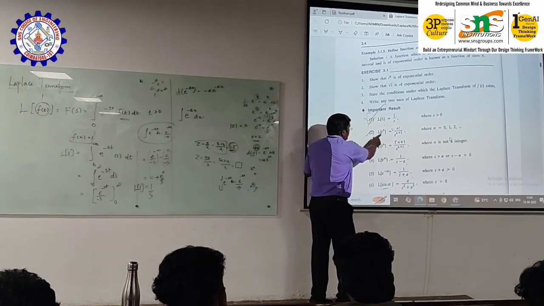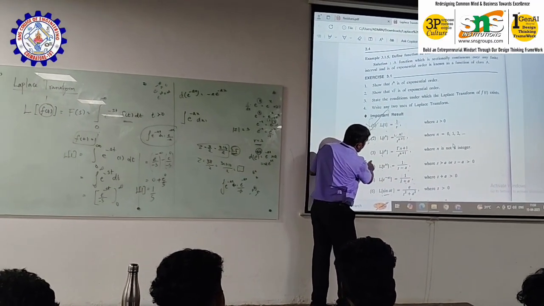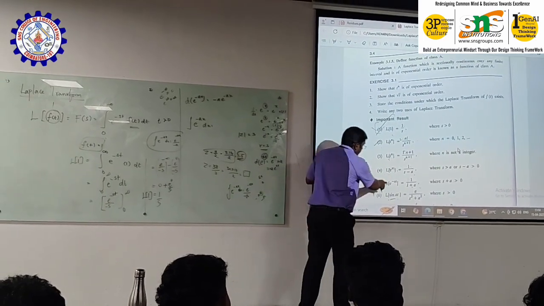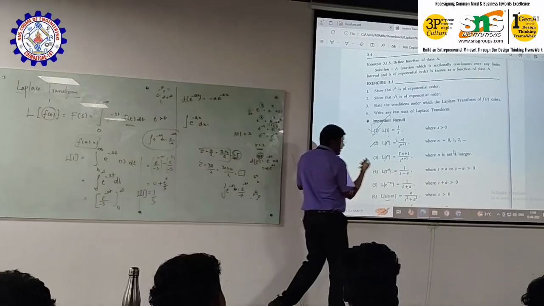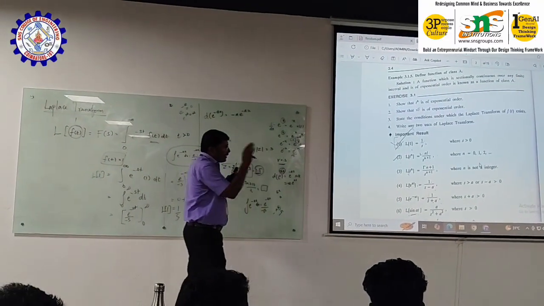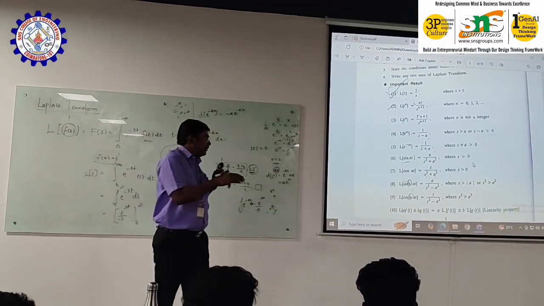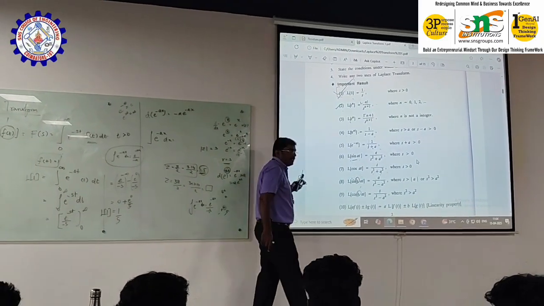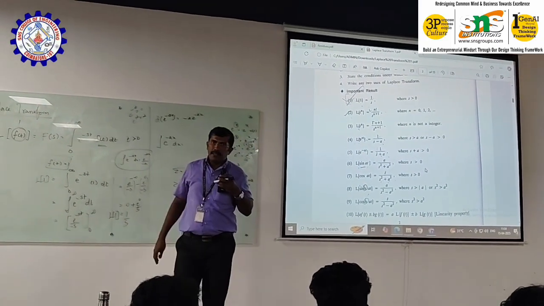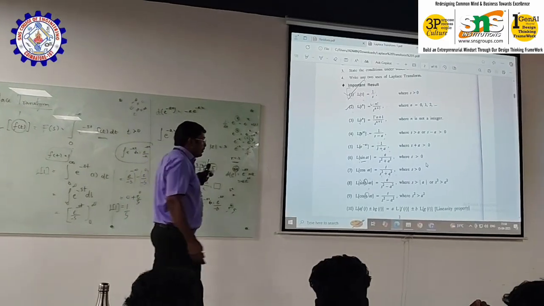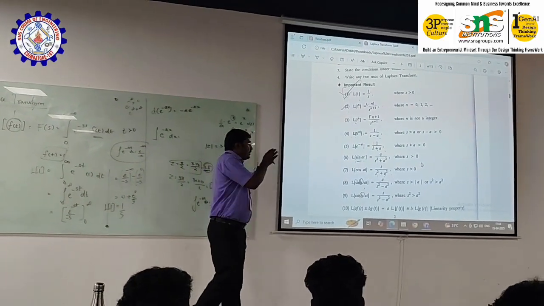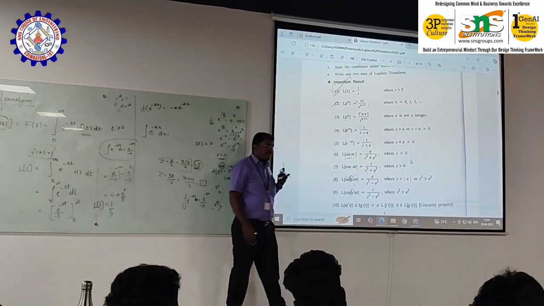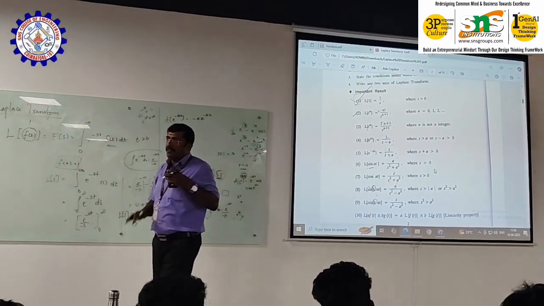So t power n is the function. E power minus at is the function. E power minus at, e power plus at, sin at, cos at. So for each and every function in t, we can find the complex form of the function when we use Laplace transform. So what we are going to do next is we can have some of the functions, and we can apply this Laplace transform and understand what is the result.